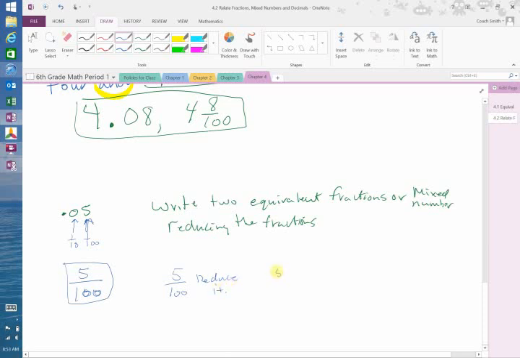So 5 over 100, what is the greatest common factor between 5 and 100? 5. Obviously, 5 will go into both numbers. So I divide by 5 to the top and to the bottom numbers. 5 into 5, 1 time. 5 into 100, 20 times. So there is your second answer. So first answer, second answer. That's your two equivalent fractions.